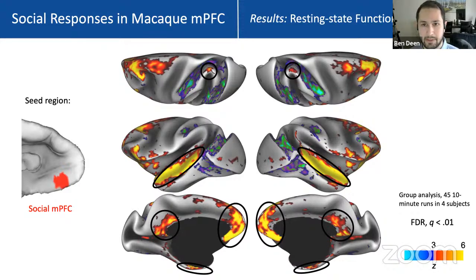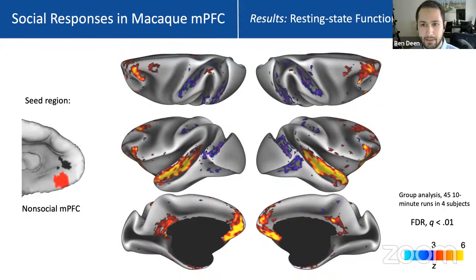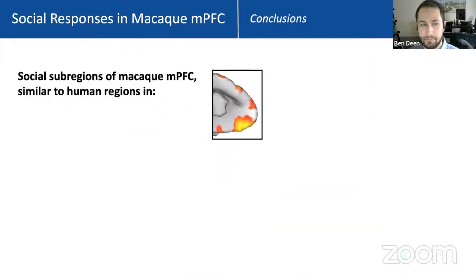And when we then look at functional connectivity of an adjacent non-socially preferring region of MPFC, we again see a pattern that looks much like the default mode network, but this pattern doesn't differ significantly or substantively from the pattern that we saw from the socially preferring seed. So we find that these regions of MPFC do fall within the default mode network in terms of functional connectivity, but we don't find any evidence of distinct subnetworks within the DMN in other parts of the default network in macaques, unlike in humans.